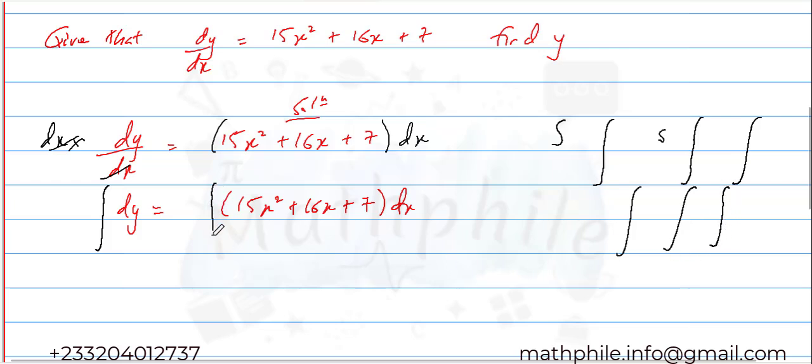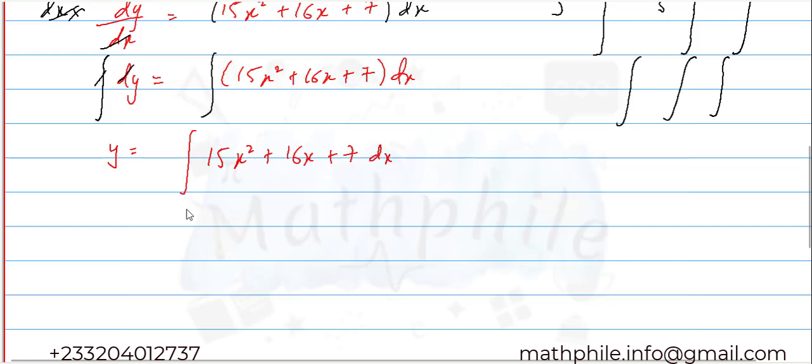So we integrate both sides, and this cancels out, and we get y to be equal to the integral of 15x squared plus 16x plus 7 dx. So with this one, to integrate, we realize that we need to add 1 to the exponent, so 2 plus 1, and divide by the new exponent, which is 2 plus 1. So plus 16x raised to the power 1 plus 1, and divide by the new exponent, which is 1 plus 1. But the 7 can be written as 7x raised to the power 0. So basically this becomes 7x raised to the power 0 plus 1 divided by 0 plus 1.